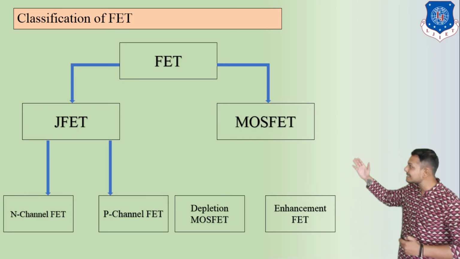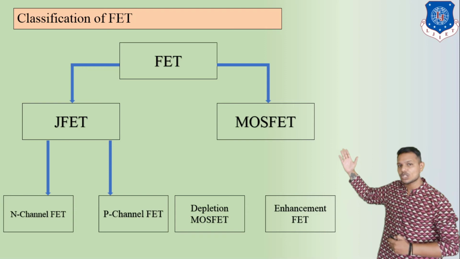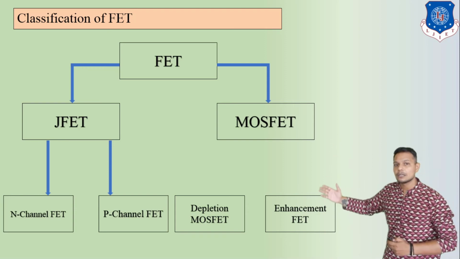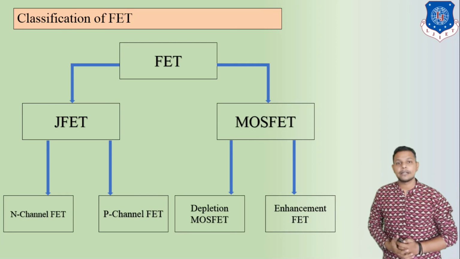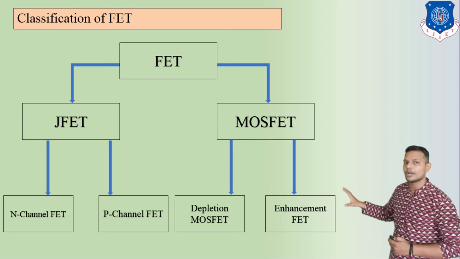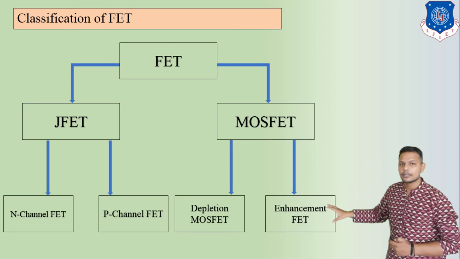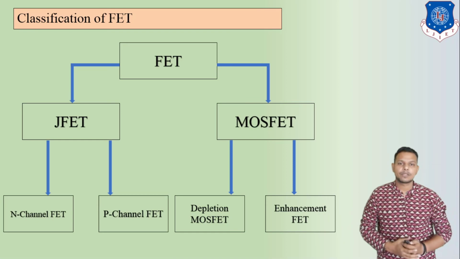Similarly, here we can see MOSFET. MOSFET is divided into two parts. One is depletion MOSFET, also called D-MOSFET, and another one is E-MOSFET, that means enhancement MOSFET.